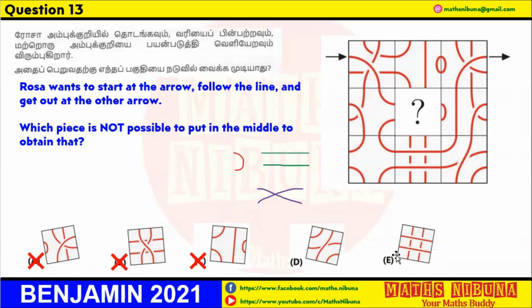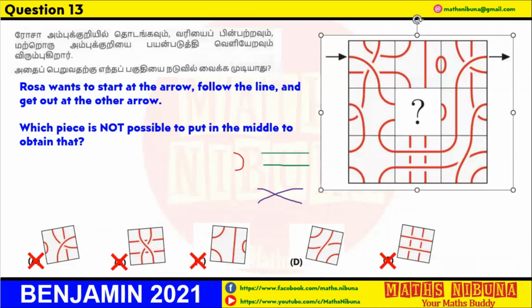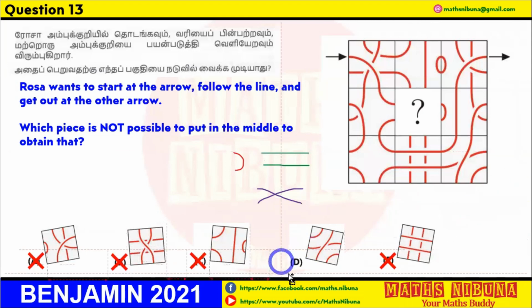Okay, now look at D. D has a bit different shape. If she follows here, she'll go up here. If she follows this one, she'll go down here. So D cannot reach the exit arrow. Anyway, we check E first. E is a straight line, something like the green color. It can be like this, a straight line. So E also cannot be the answer. E is clearly a correct path. So the one that is not possible, the only answer, is D.